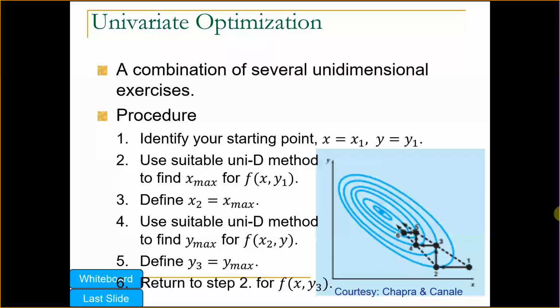What is univariate optimization? It's one-dimensional optimization repeated over and over again. So what you do is you look at this plot here. Everybody, let me point first. Everybody see what I'm pointing to? The number 2, line 1 to 2. I'm going to call that Y12. Y12 is a value for Y right here.